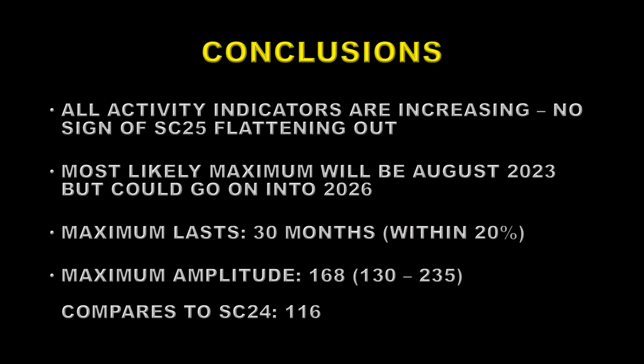So what can we conclude from this? All activity indicators are increasing. No sign of solar cycle 25 flattening out. So it's probably going to be a longer cycle than solar cycle 24, and certainly a much more active cycle than solar cycle 24. The most likely maximum will be in August of 2023, but could go on to 2026. The maximum lasts typically about 30 months. That's keeping the intensity of the maximum within 20% of the maximum. The maximum amplitude is averaged out at 168, but could be as low as 130 or as high as 235. And note all of those are higher than solar cycle 24 at 116.